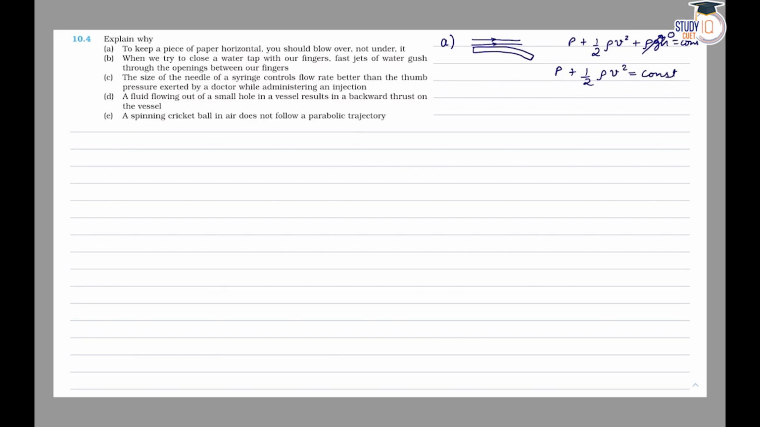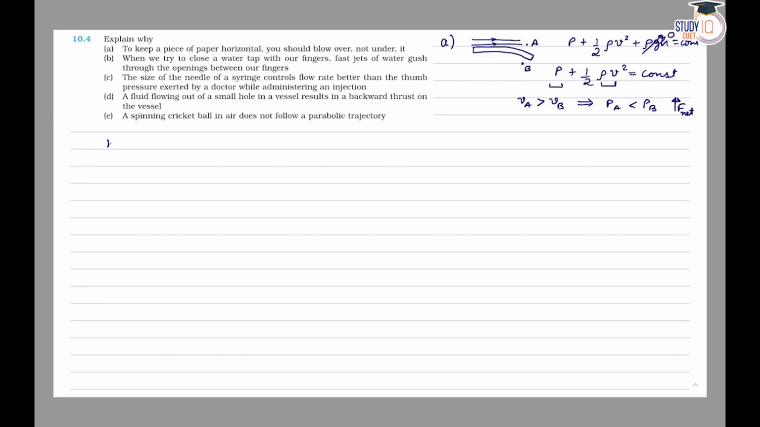Now if you talk about 2 points above and below, this is point A and this is point B, then I can say at point A the speed is high in comparison to the speed at B, and since the sum of pressure and half rho V square should be constant, then obviously because speed at A is more than speed at B, the pressure at A should be less than pressure at B, and thereby the paper should experience a net upward force.